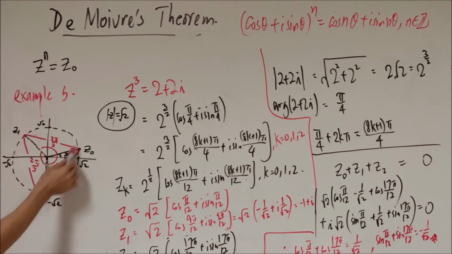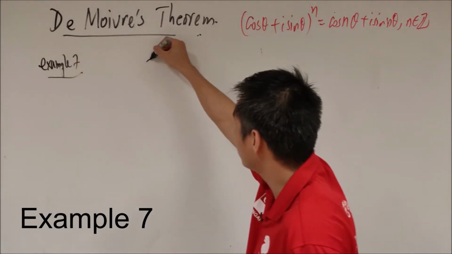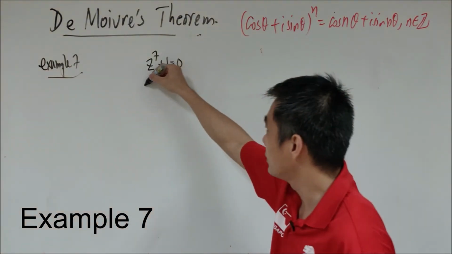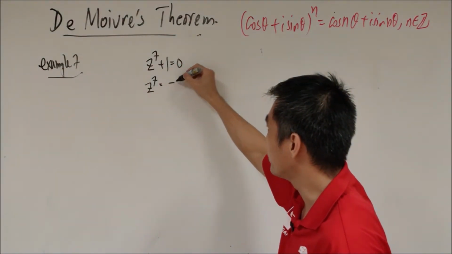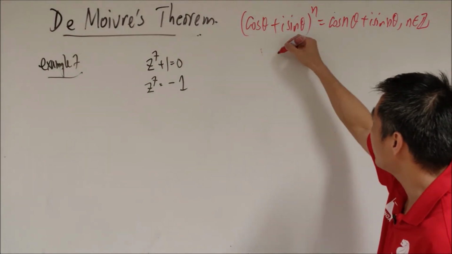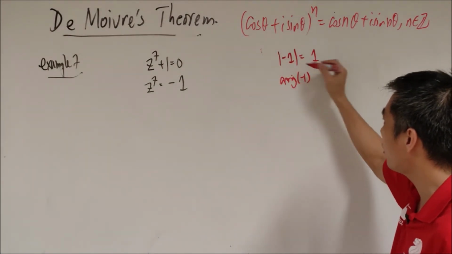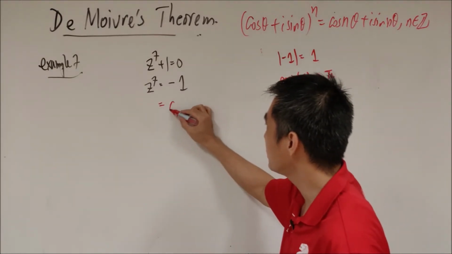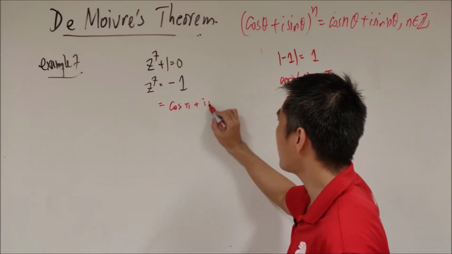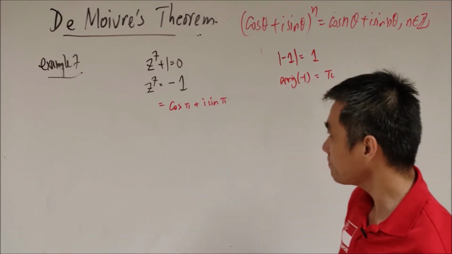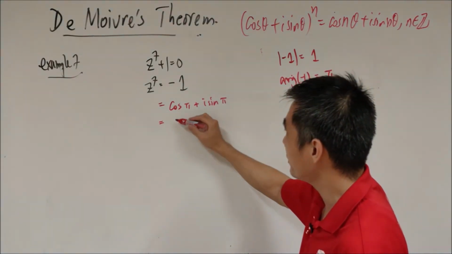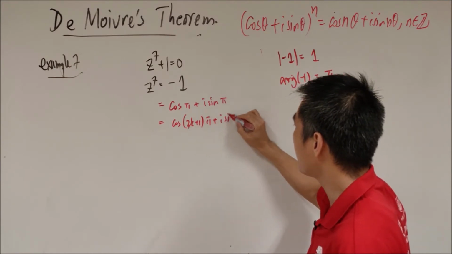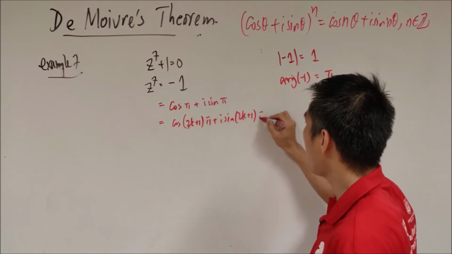I'm going to solve z^7 + 1 = 0. So z^7 will equal negative 1. We need to find the modulus and the argument of negative 1. And we know that the argument is pi. So we can write this as cosine pi plus i sine pi. And we can improve this a little bit and say that this is cosine (2k + 1) pi plus i sine (2k + 1) pi.